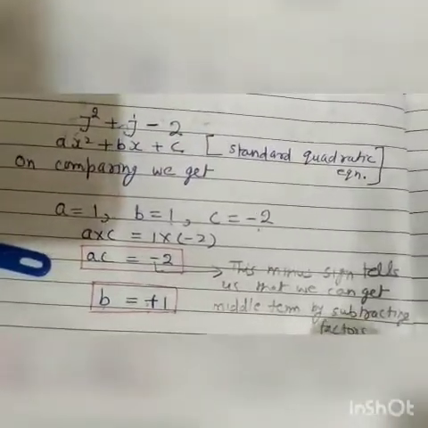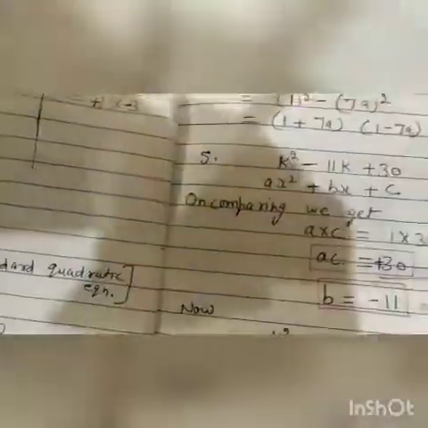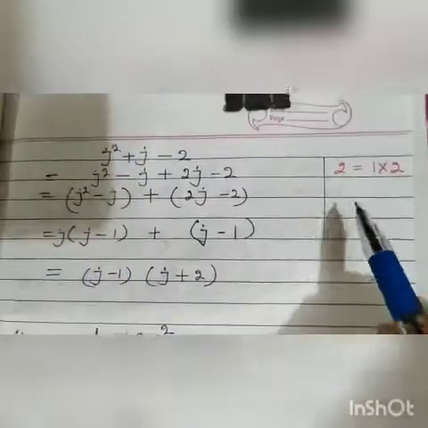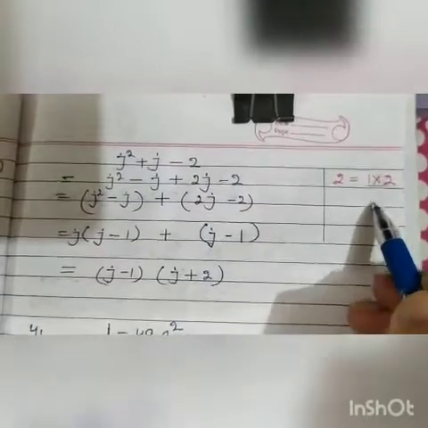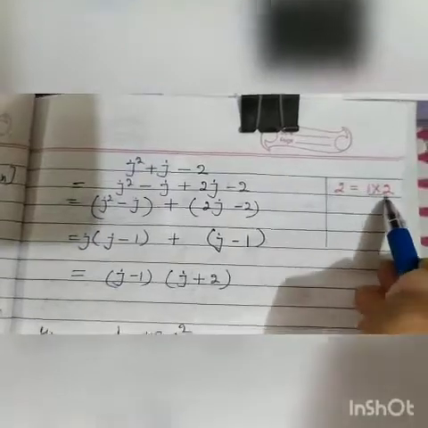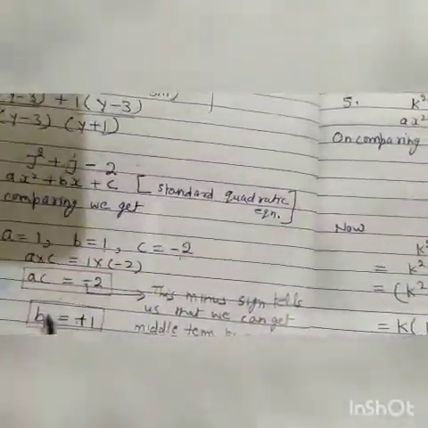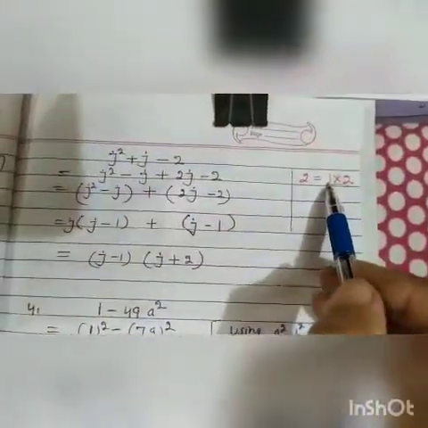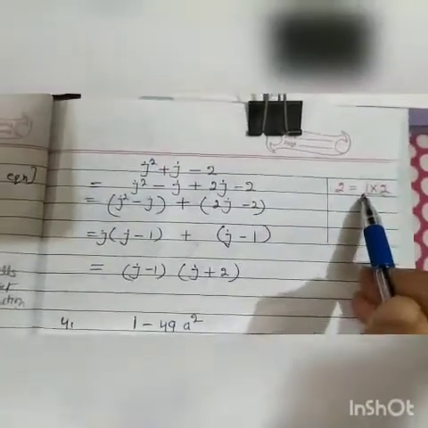So first we see what the factors of ac are. The value of ac is minus 2. So see, factors of 2: only one pair of factors, that is 2 and 1. No other pair of factors. So see, if we subtract this 1 from 2, because this minus sign is telling us that we can get the middle term value if we subtract these factors. So if we subtract this 1 from 2, we get 1.